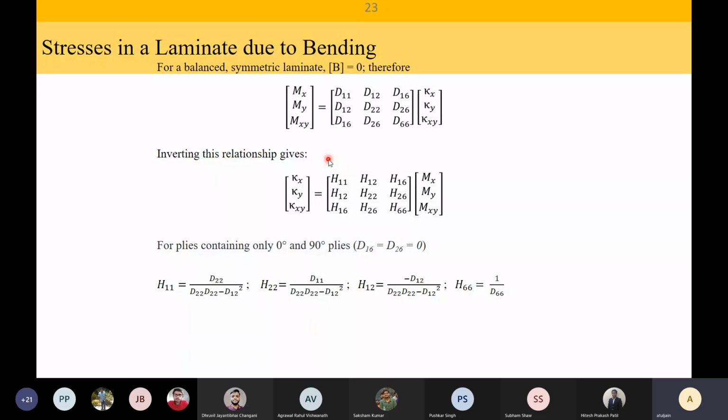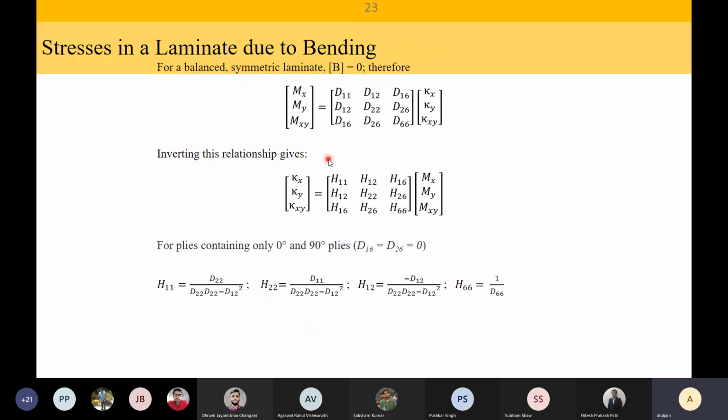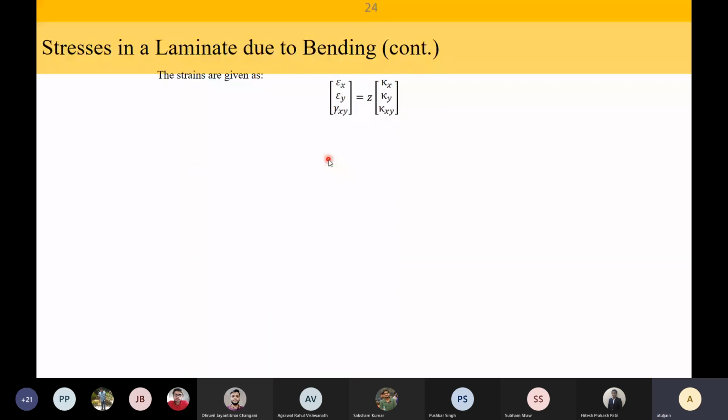If it has some other plies, then D16, D26 will not be 0, then there are no simple expressions for H. But for a very special case, symmetric laminate only having 0 and 90, the simple analysis can be performed. Curvature and moment is connected by the H. H in terms of D matrix you can calculate. Strain is curvature into Z, because the B matrix is 0, so epsilon naught is irrelevant.